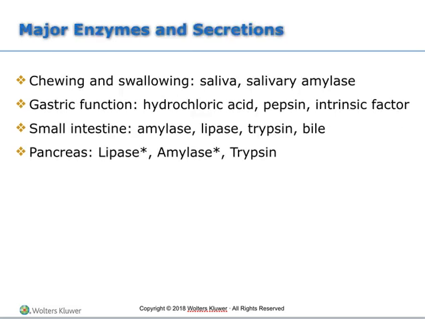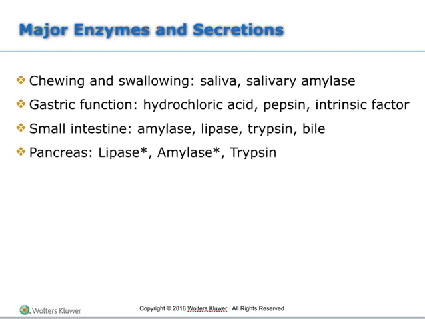Okay, let's talk major enzymes and secretions. So with our chewing and swallowing, we've got saliva, salivary amylase, which is that ptyalin that I told you about. We've got our gastric juices. We've got hydrochloric acid and pepsin are the big ones, and then intrinsic factor. If you remember from pharm, that's what helps our body absorb the B12 and prevents pernicious anemia.